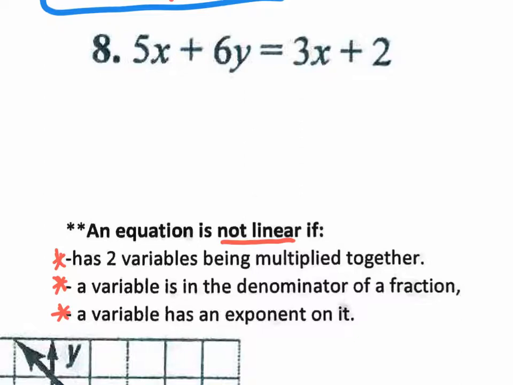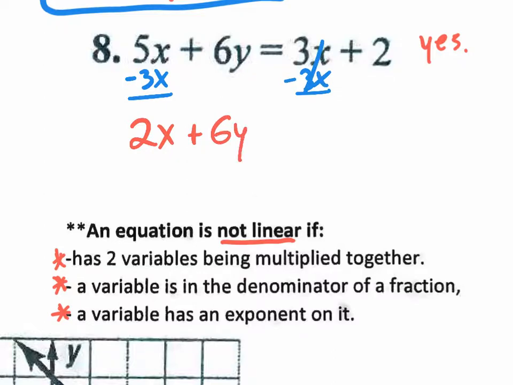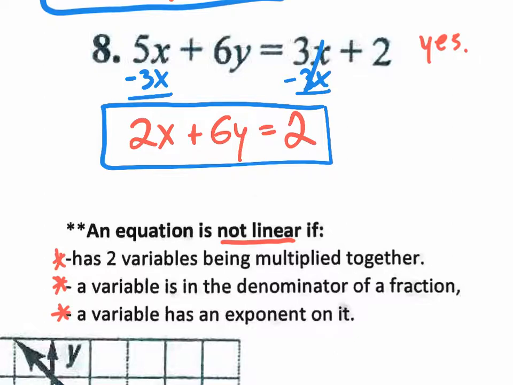So it's yes. Now what we need to do after identifying that it is a line is rewrite it in standard form. Capital Ax plus capital By equals capital C. So I do not want another x term on the right side, so what am I going to do? Subtract 3x. What I do to one side, I do to the other side. 5x take away 3x is 2x. So you have 2x plus 6y equals 2. We're done. That's standard form right there. A is 2, B is 6, and C is 2.